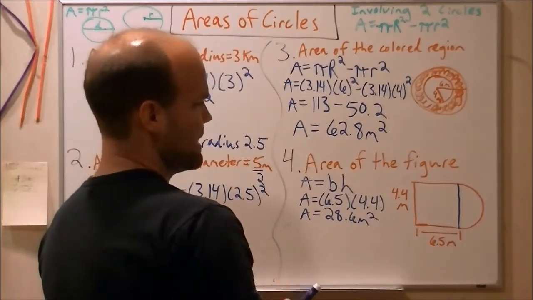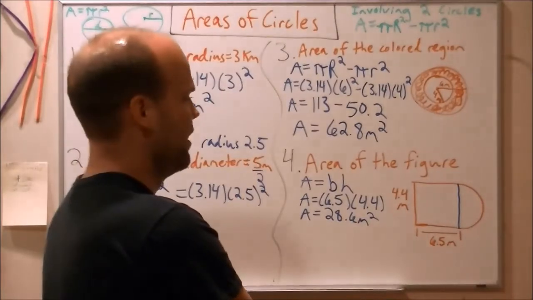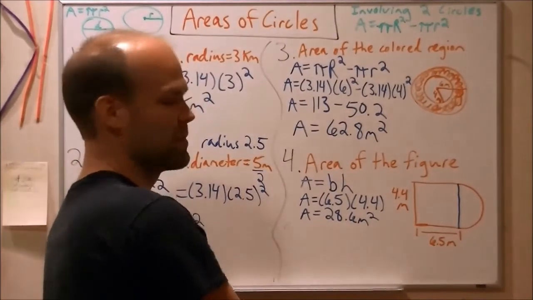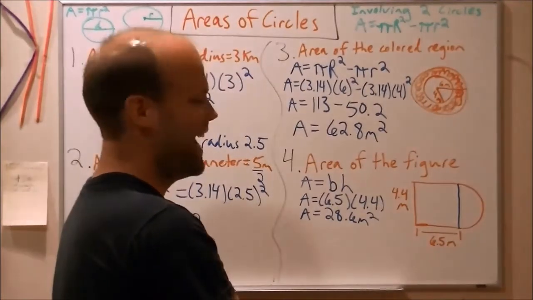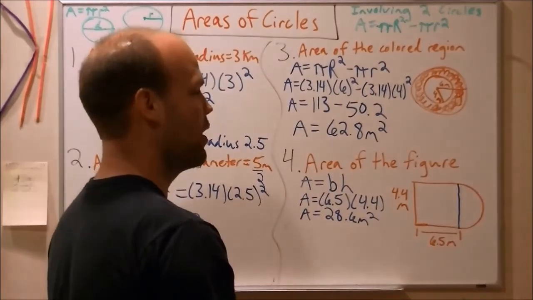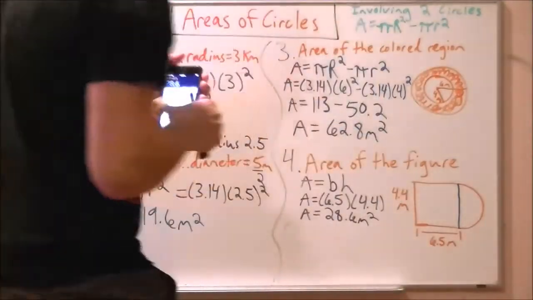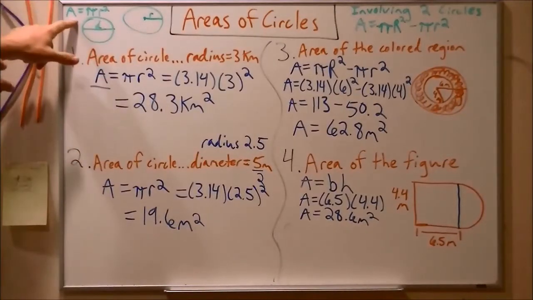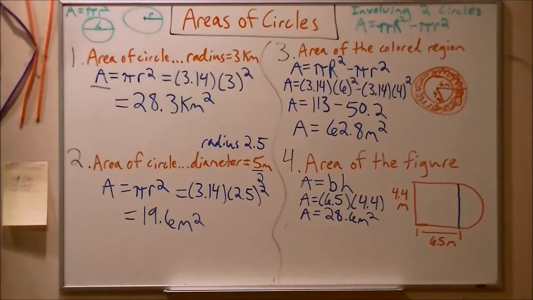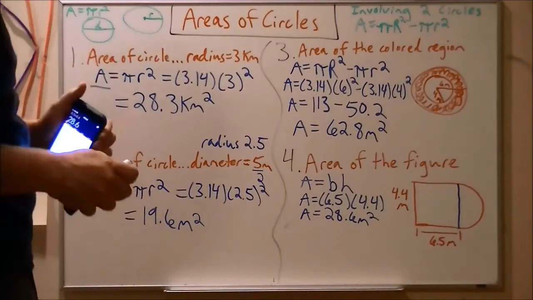Now, that was easy, but what do I do with this mess when I only have half of a circle? If I only have half of a circle, what do I do with that information? Well, let's remember right over here. What's the area of a single circle? A equals pi times r squared. Now that's for a whole circle.